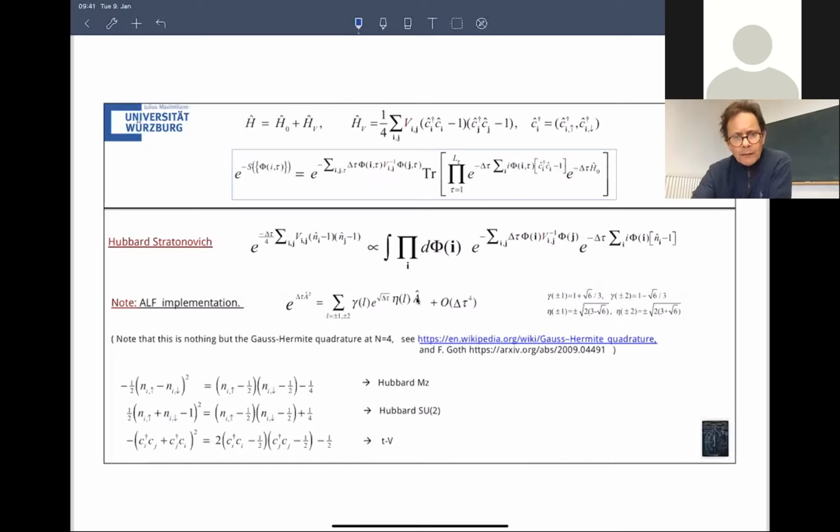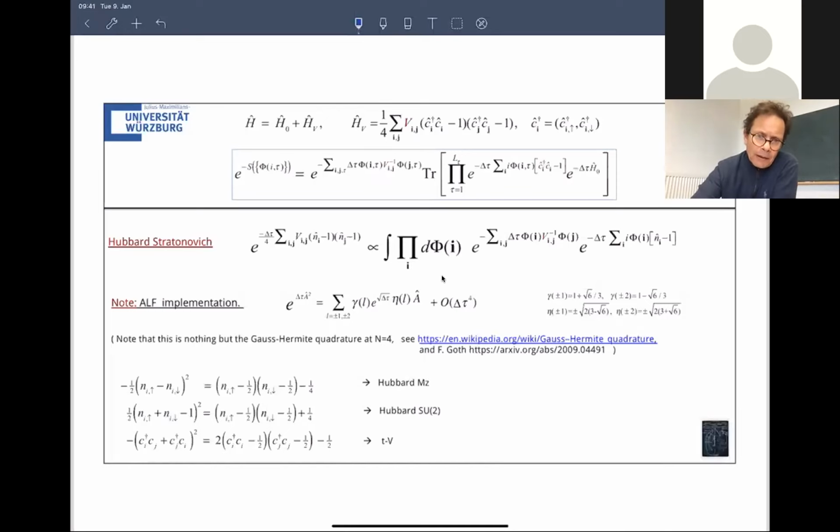So this is actually not exact. It's exact only up to Δτ to the 4th. But since we already have an error proportional to Δτ squared, because of the Trotter decomposition, this is as good as exact. The big advantage is that you now have a discrete variable as opposed to a continuous variable over which you have to run the Monte Carlo, and in many cases this makes life much, much easier.